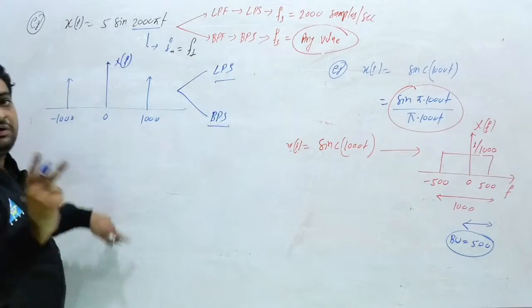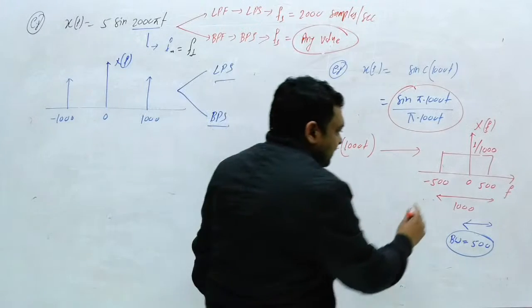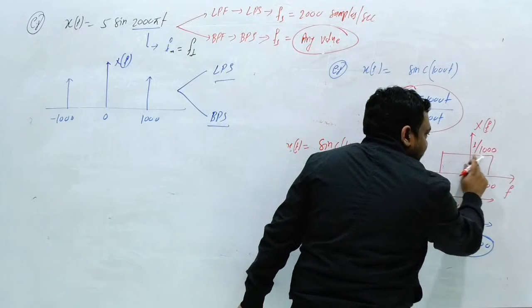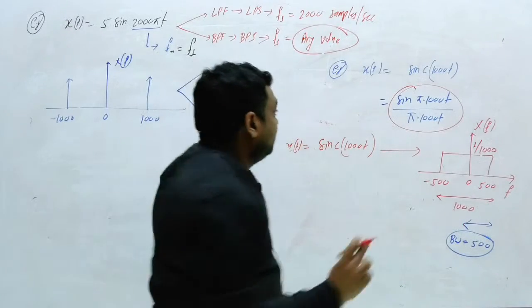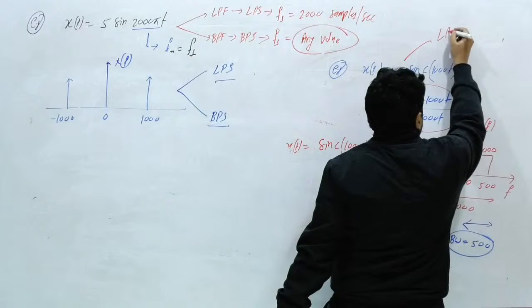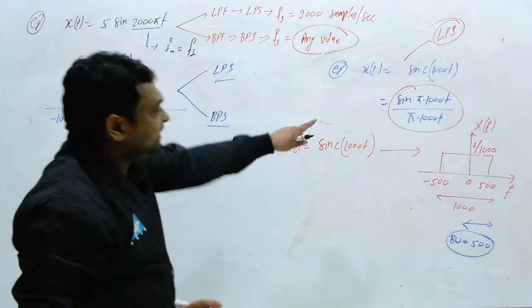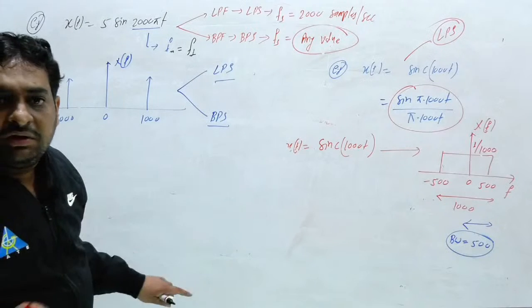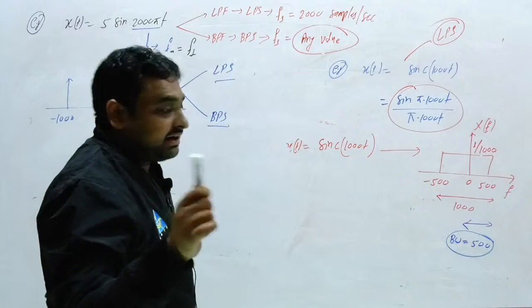This can be treated in two ways, but this cannot be treated as a band pass, because here frequency is starting from 0 and this is going to end at 500. Always this is a low pass signal. Just remember, this is always a low pass signal. You cannot treat this signal as a band pass. So here only one answer can be possible.